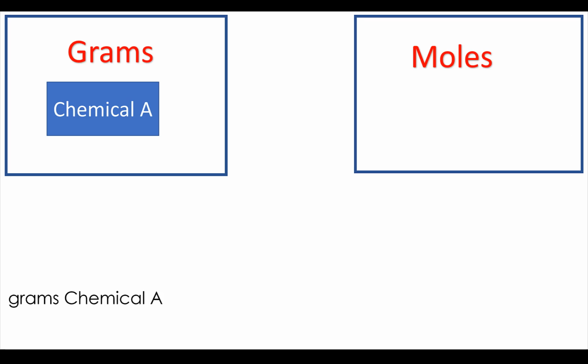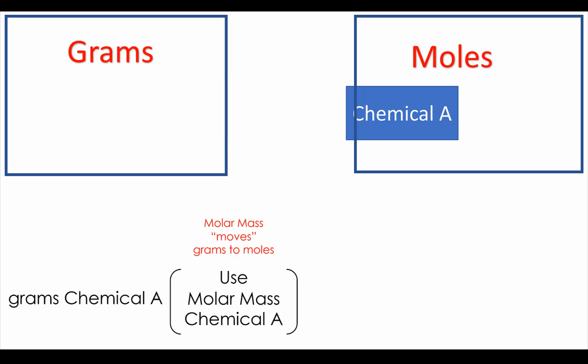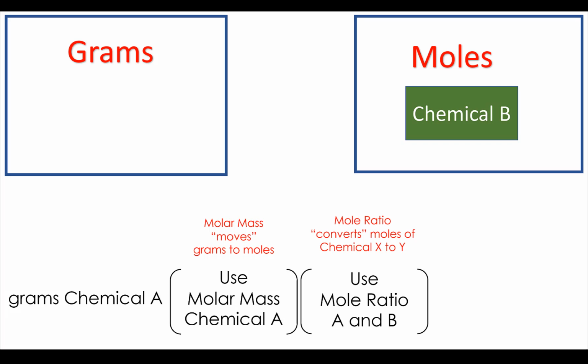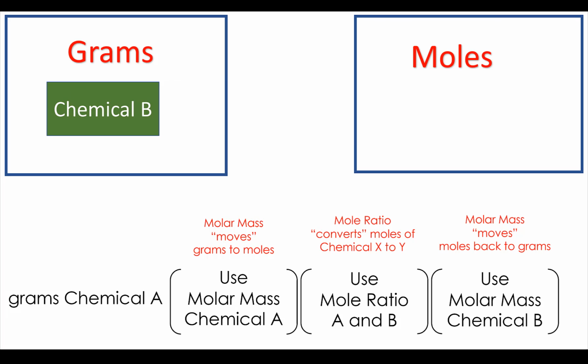We have a certain chemical represented as grams. We use the molar mass to change our representation to a molar one, because once we have it represented in moles, we can use the mole ratio to figure out how much of another chemical is associated with it. Then, because we want to end up with a description in grams, we use the molar mass again. But that's a different molar mass. It's the molar mass of the new chemical.